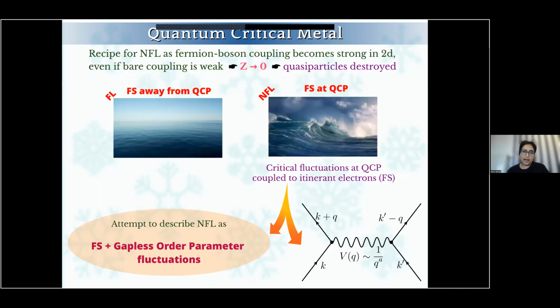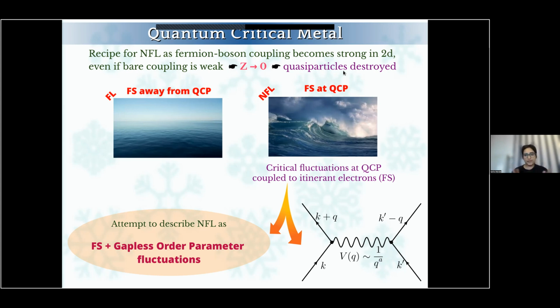Now, I have told you that where there is a fermion-boson system where the boson becomes massless, that gives us a perfect recipe to get a non-Fermi liquid system. This is because the fermion-boson couplings become strong, particularly in low dimensions like 2D, even if we start with the value of a coupling which is small enough. So as we flow to lower and lower energies, the coupling becomes stronger and stronger. This leads to driving the quasi-particle weight to 0, which means the quasi-particles are getting destroyed.